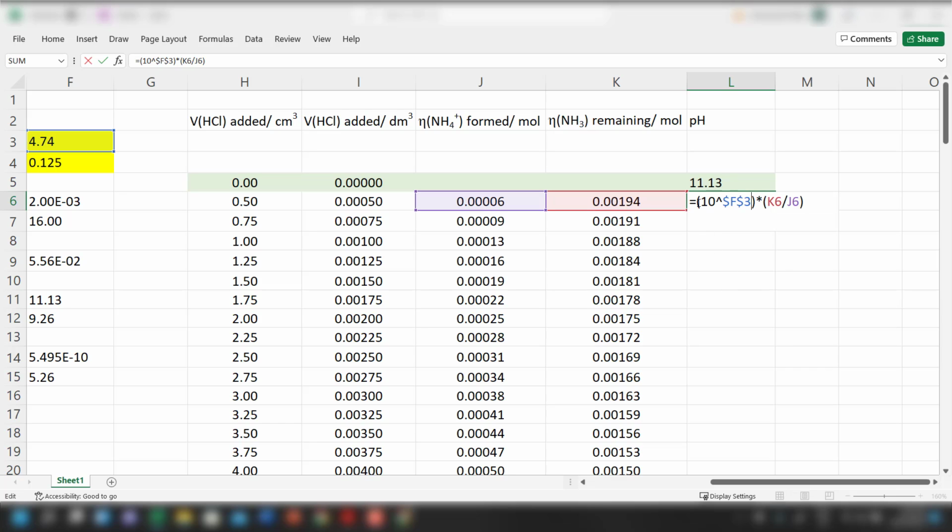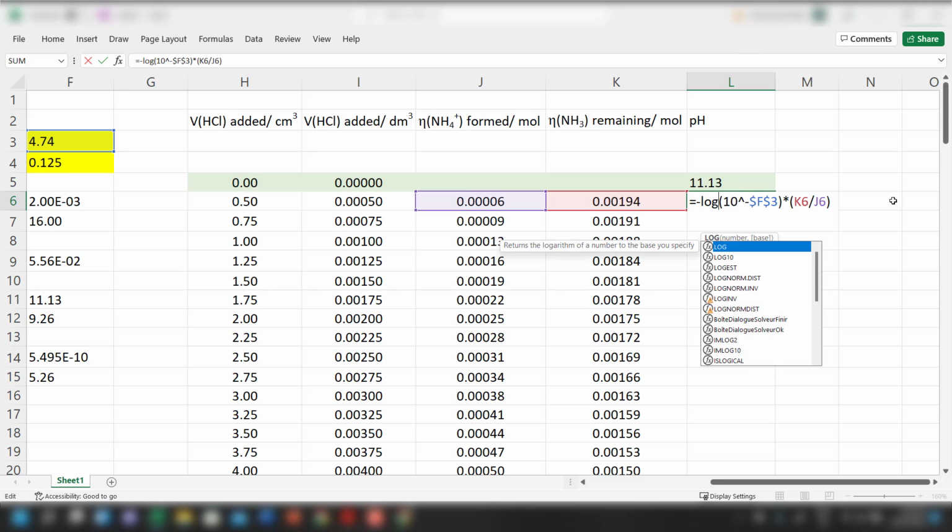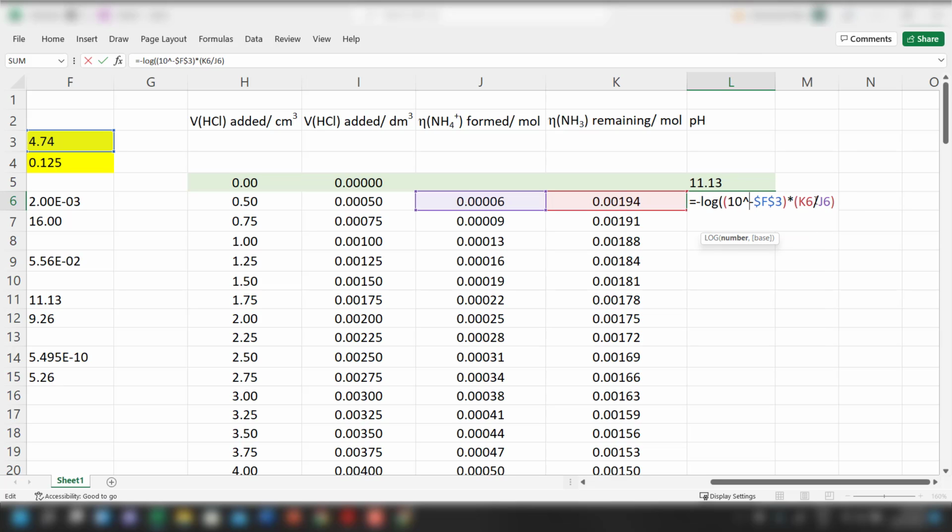So 10 to the power, there's a minus sign which I forgot to input. And then after that we're going to take minus log base 10 of this whole thing. So I'm just going to put this. And then this is pOH, and then we are just going to take 14 minus this whole thing.